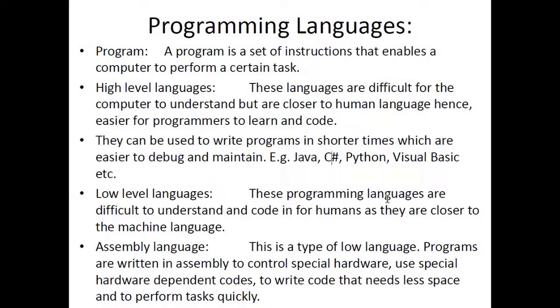Low-level languages. These programming languages are difficult to understand for humans and code in, as they are closer to the machine languages. Programs written in low-level languages take more time to develop. They are hard to debug and they are hard to maintain. An example of a low-level language is assembly language. Last but not the least, we have assembly language. It is a special type of low-level language.